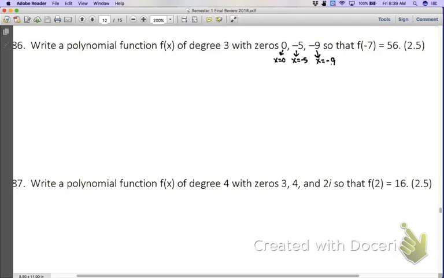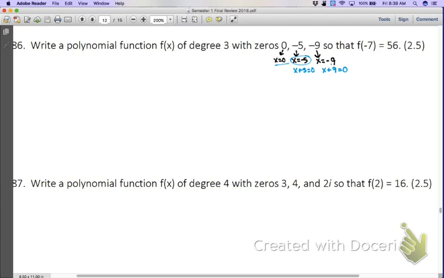So what has to happen here is I need to rewrite this into a binomial. Since they are zeros, I need to make it to where everything's set equal to 0. So if x is equal to -5, then what is equal to 0 here? Plus 5. And then on the x is equal to -9, x plus 9. Very good. Now, do we need to do anything here? We don't need to do anything.